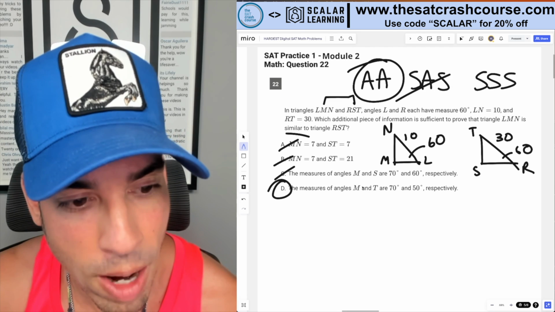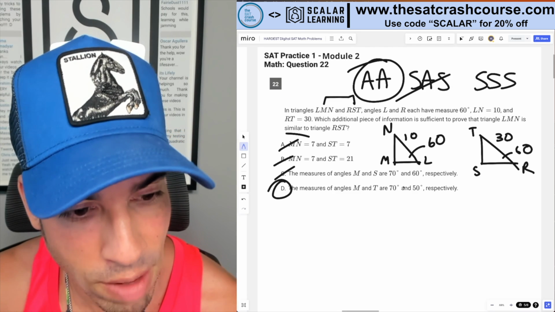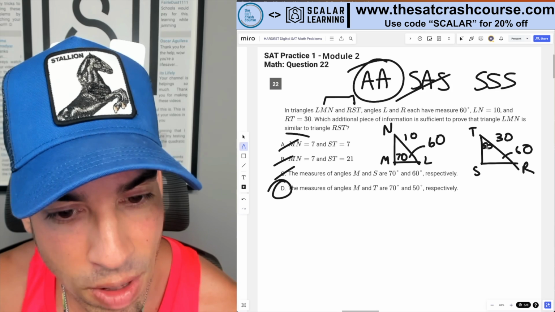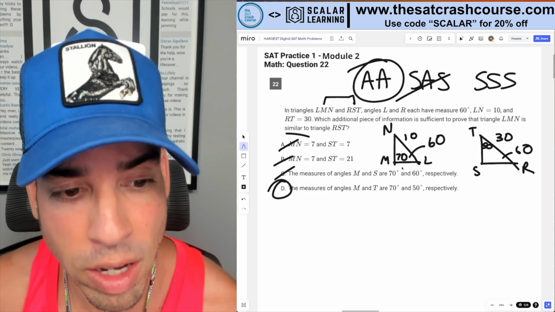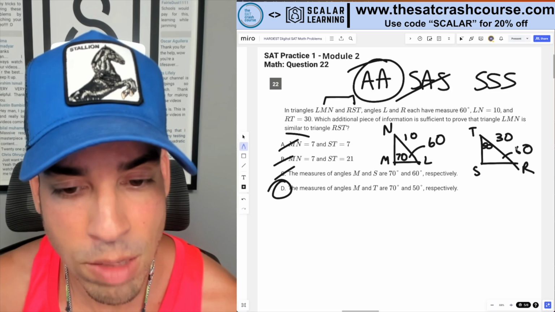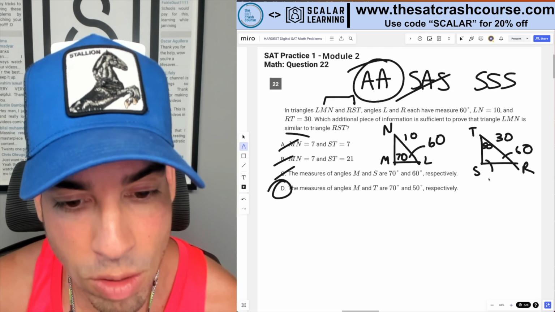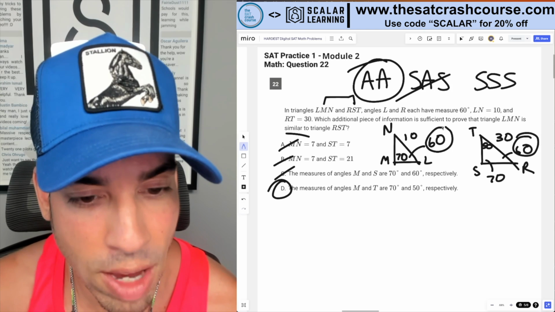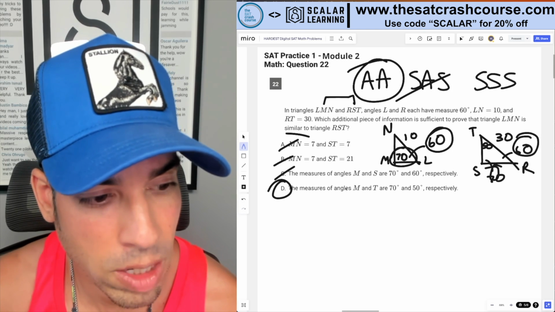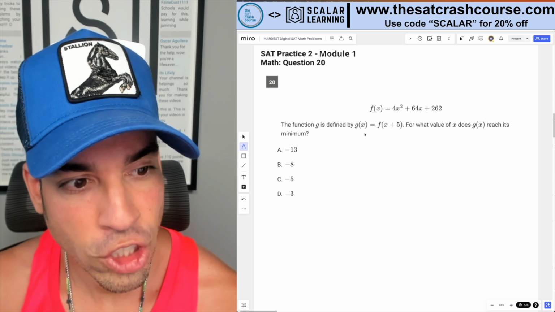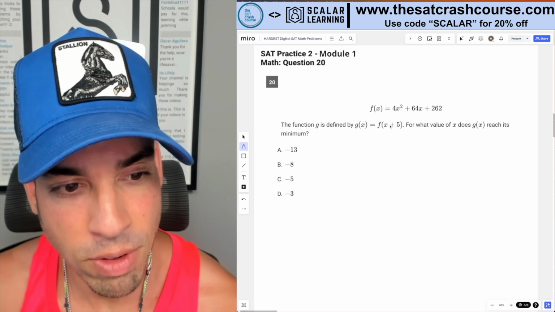But now I'm going to show you why. If M and T are 70 and 50 respectively, they're saying M is 70 and T is 50. Okay, why is this enough for angle-angle similarity? Because I still don't see two angles that are congruent, because 60 plus 50 is 110. That would make the remaining angle here 70. And that means now we have angle-angle similarity, which allows us to prove they are similar. Boom, done.